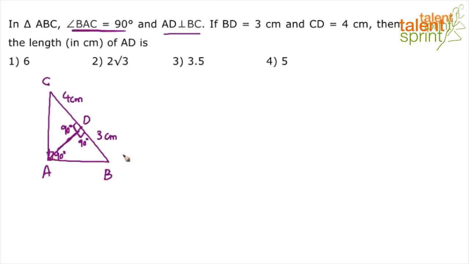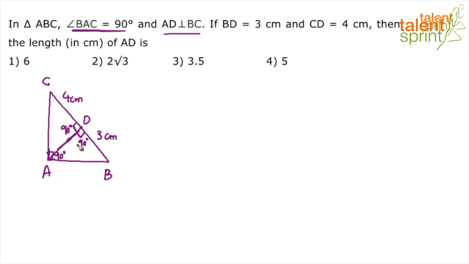The main triangle ABC and the smaller triangle ABD are similar. Are you able to follow? The triangle ABC and the triangle ABD, both of them are similar. How can we say that? See, in triangle ABC, the angle A is 90 degrees, right? The angle A is 90 degrees.